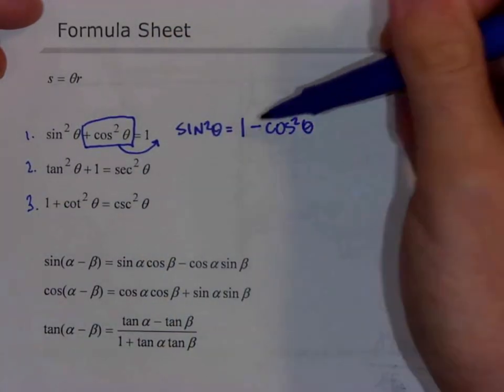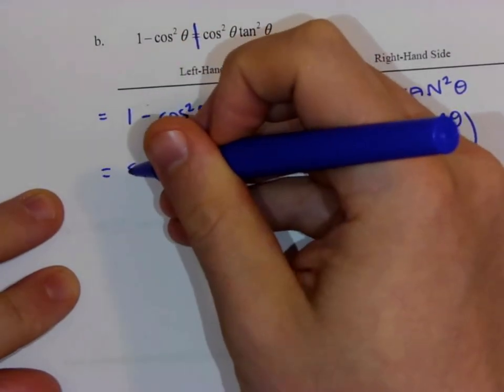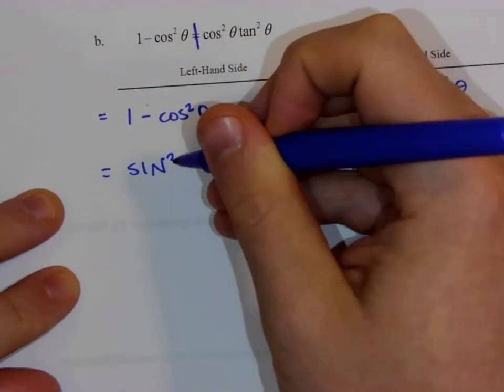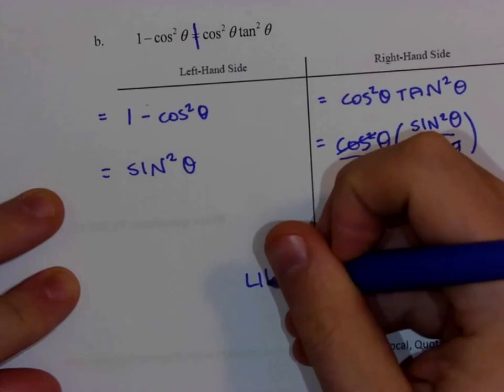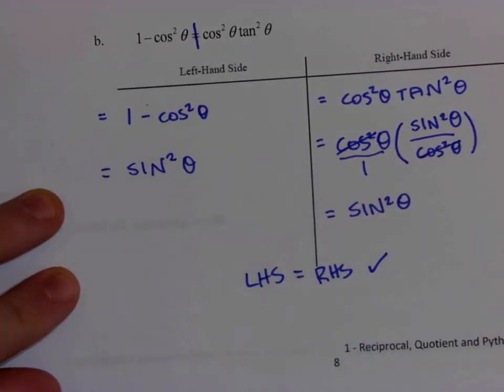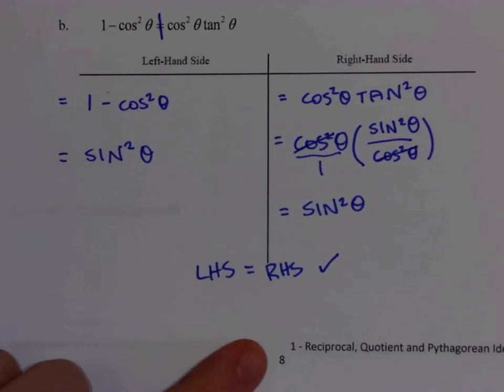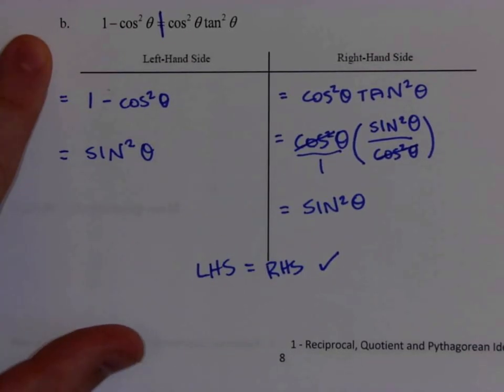Okay, so sine squared is equal to 1 minus cos squared. If that's the case, I can automatically change this to sine squared theta. And now I've proven that my left-hand side of the equation is equal to the right-hand side, and I have finished my identity. So this was on page 8, question B.